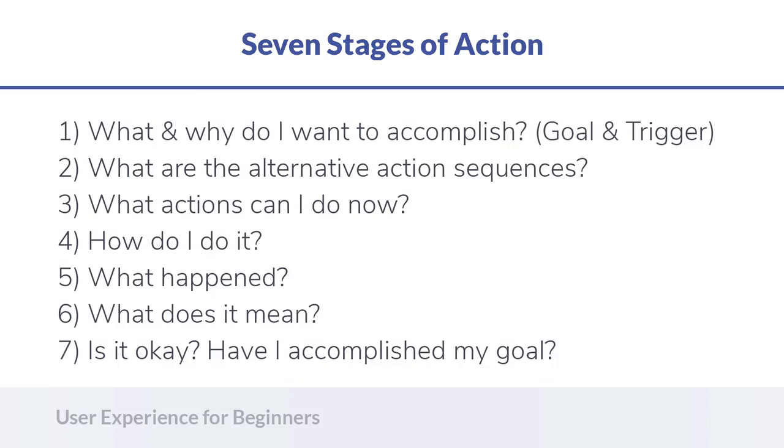Then the next step is you are going to perceive that feedback from what happened. So for example, you are using a microwave oven and when you pressed start, it doesn't start and it gave some error. You need to understand what that error means. What does it mean? What happened? And then in the end, is it okay? Have I accomplished my goal? In the end, you are going to see whether you have created a new Google document successfully, or you have heated your milk in the microwave oven. So these are 7 stages of actions. If you can master these, you can apply them on any app, any website, any product.